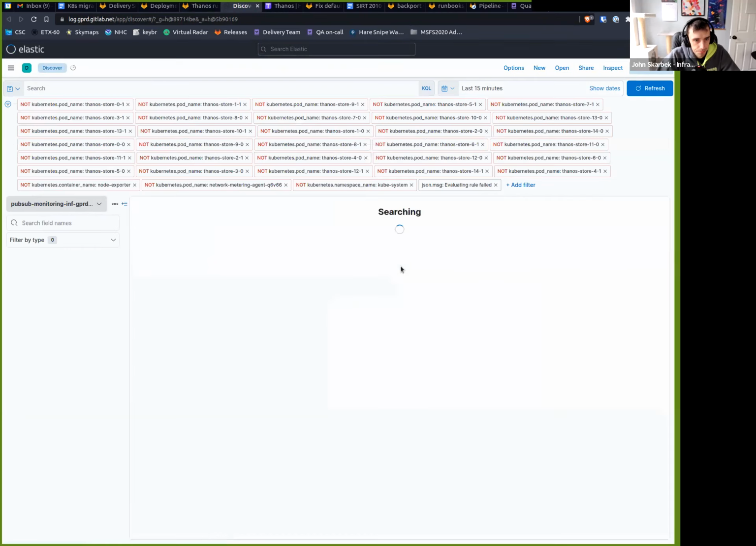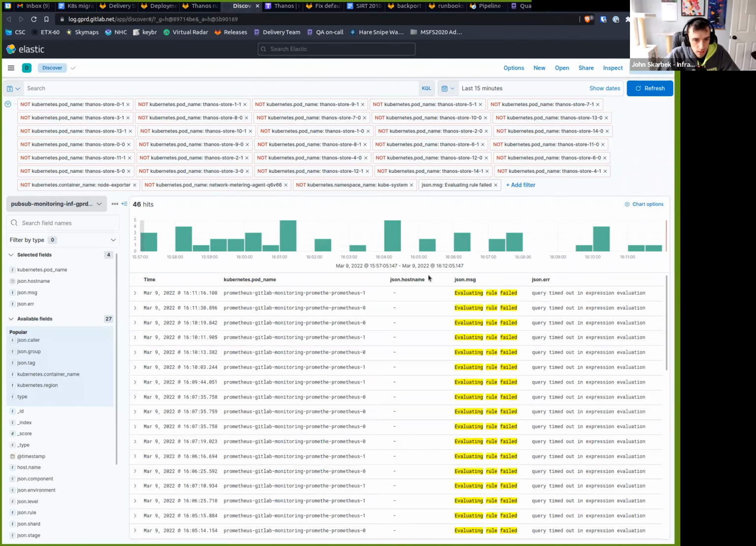So Prometheus has built-in timeouts, and we're simply timing out querying this extravagantly large amount of metrics overall. This is the "evaluating rule failed, query timeout" error, and it is happening for all of our Prometheuses inside of Kubernetes in production today. So this is not really a small problem. This is a large problem because it is going to impact quite a few things.